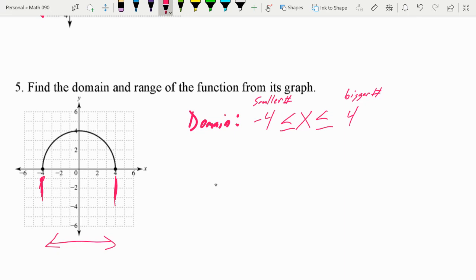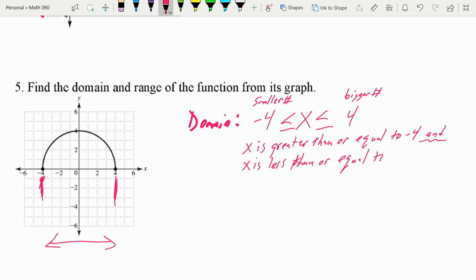I'll write it down for you. This is going to be a pain to write, but this is why people in math are lazy and they use symbols. x is greater than or equal to -4 and x is less than or equal to +4.